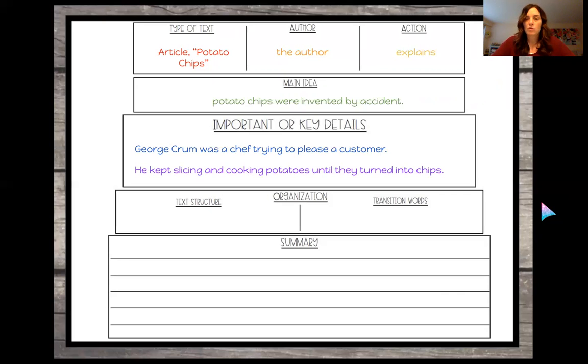Now I'm going to put the text structure. So if you think back to our lesson on the type of text structures, this is a descriptive text in that it is giving us a description of how these potato chips were invented. And for the transition words in a descriptive text, I am going to use "as a result." And now I'm just going to go in order, the same way I filled in the organizer, and take all of those facts and turn them into a summary.